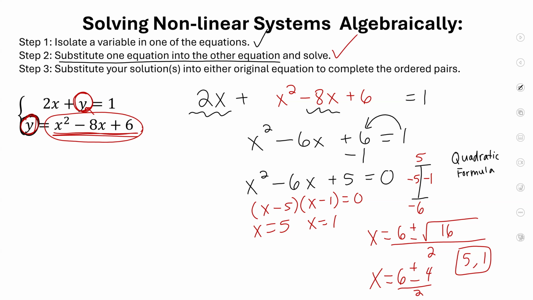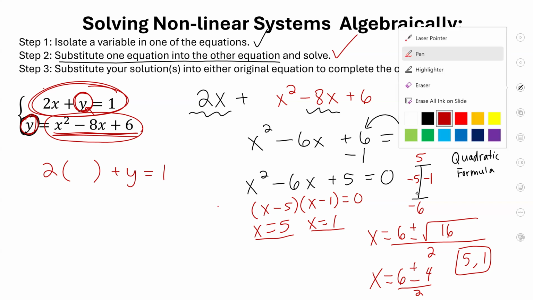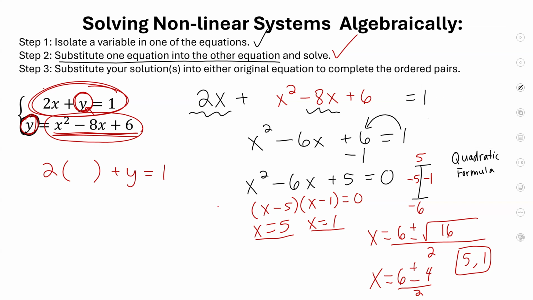Now, step 3, we're going to use our current answers and we're going to use one of those equations. Let me show you what we're going to do. I'm going to write 2x plus y equals 1. I wrote this first equation down. We're substituting our answers into the original equation. So your first x value was a 5, so let's plug in 5. 2 times 5 is 10, plus y equals 1.